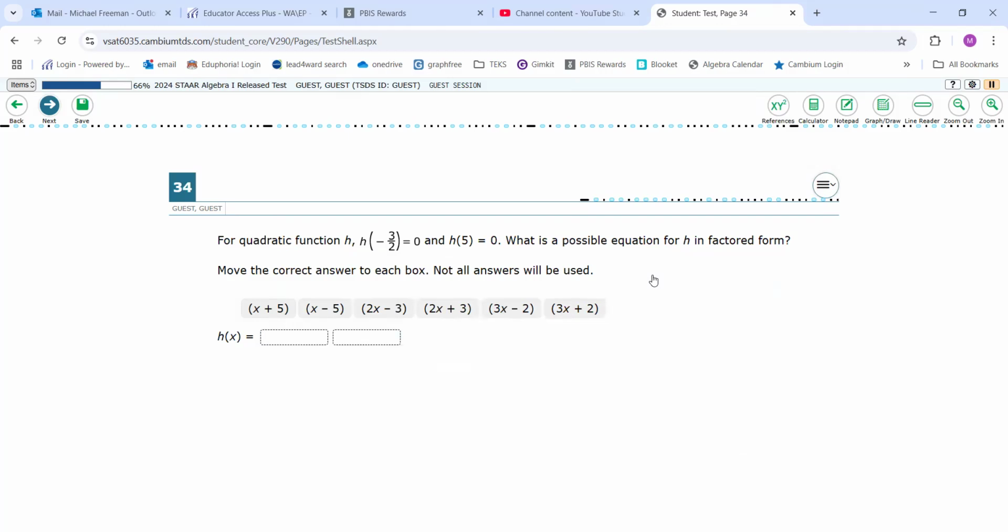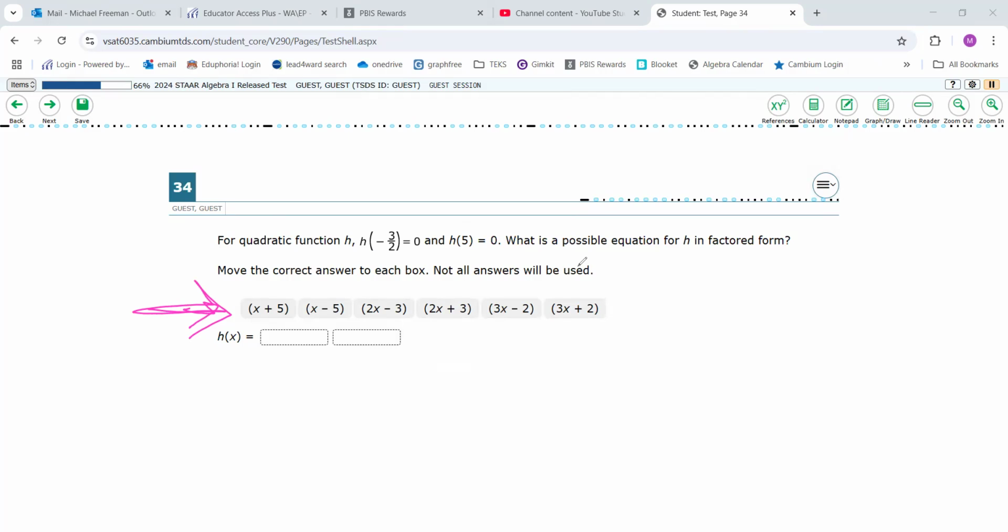All right. For quadratic function h, h of negative 3 halves equals 0, and h of 5 equals 0. What is a possible equation for h in factored form? Move the correct answer to each box. Not all answers will be used. So that last one I thought was not too difficult. I think this is one of the harder problems because we've talked about how to go from a factor to a solution. All right, we have to work backwards now.